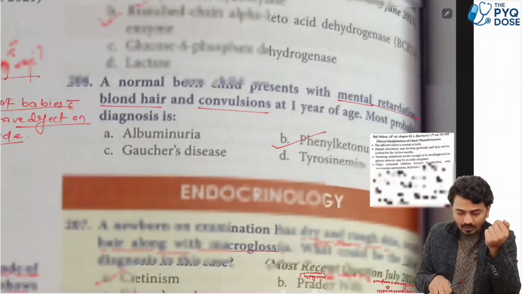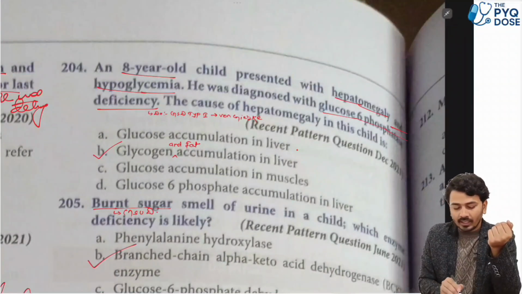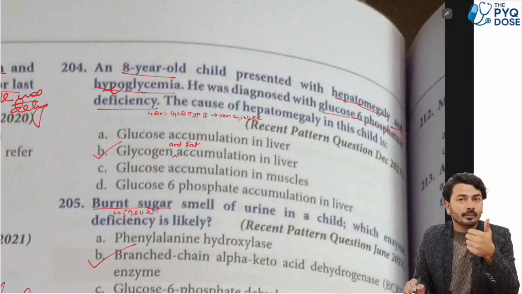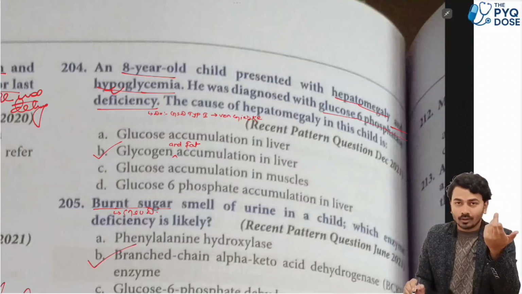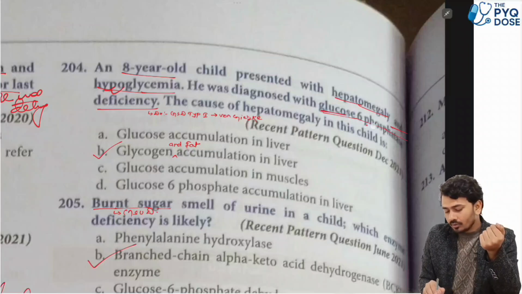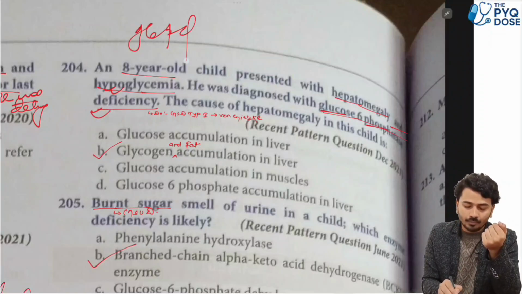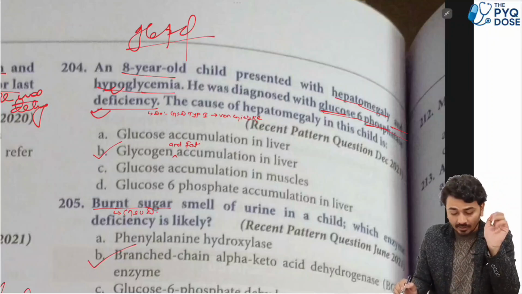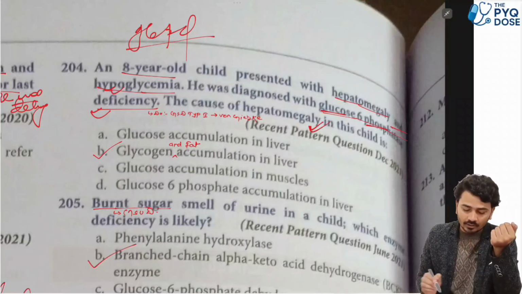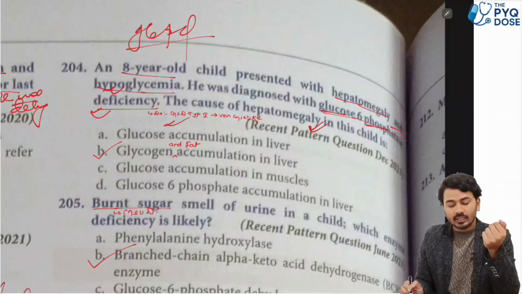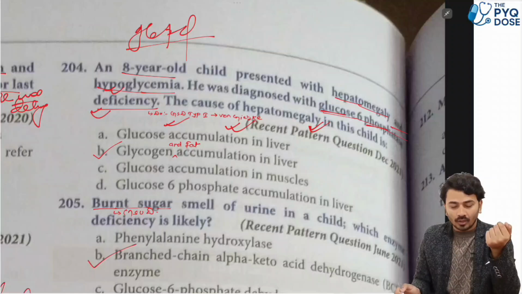Okay, look ahead. Next is an 8-year-old child presented with hepatomegaly and hypoglycemia. Hepatomegaly means the liver has been enlarged, and hypoglycemia means less amount of sugar. So he was diagnosed with glucose 6 phosphatase deficiency. The cause of hepatomegaly in this child is asked. This is going towards GSD, glycogen storage disease type 1, that is Von Gierke.